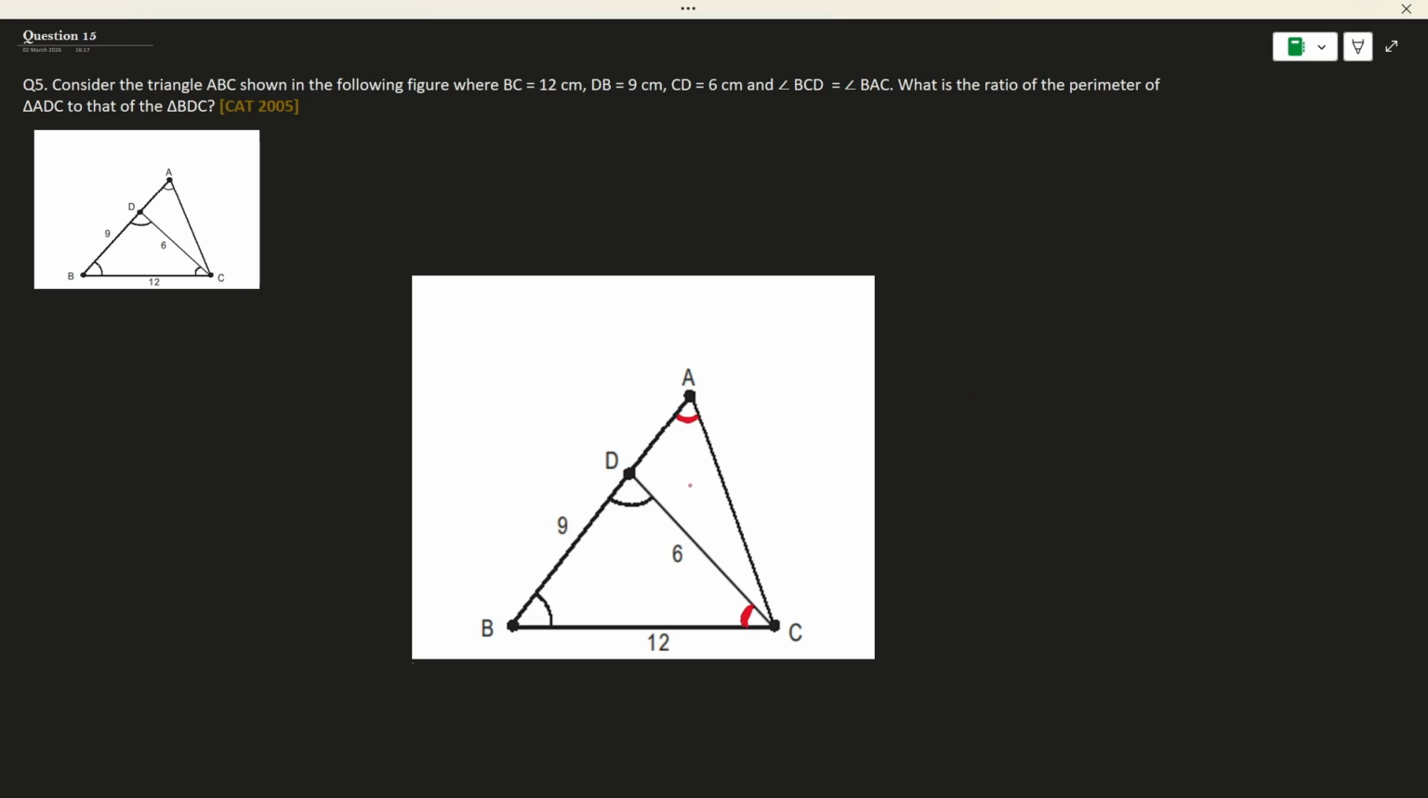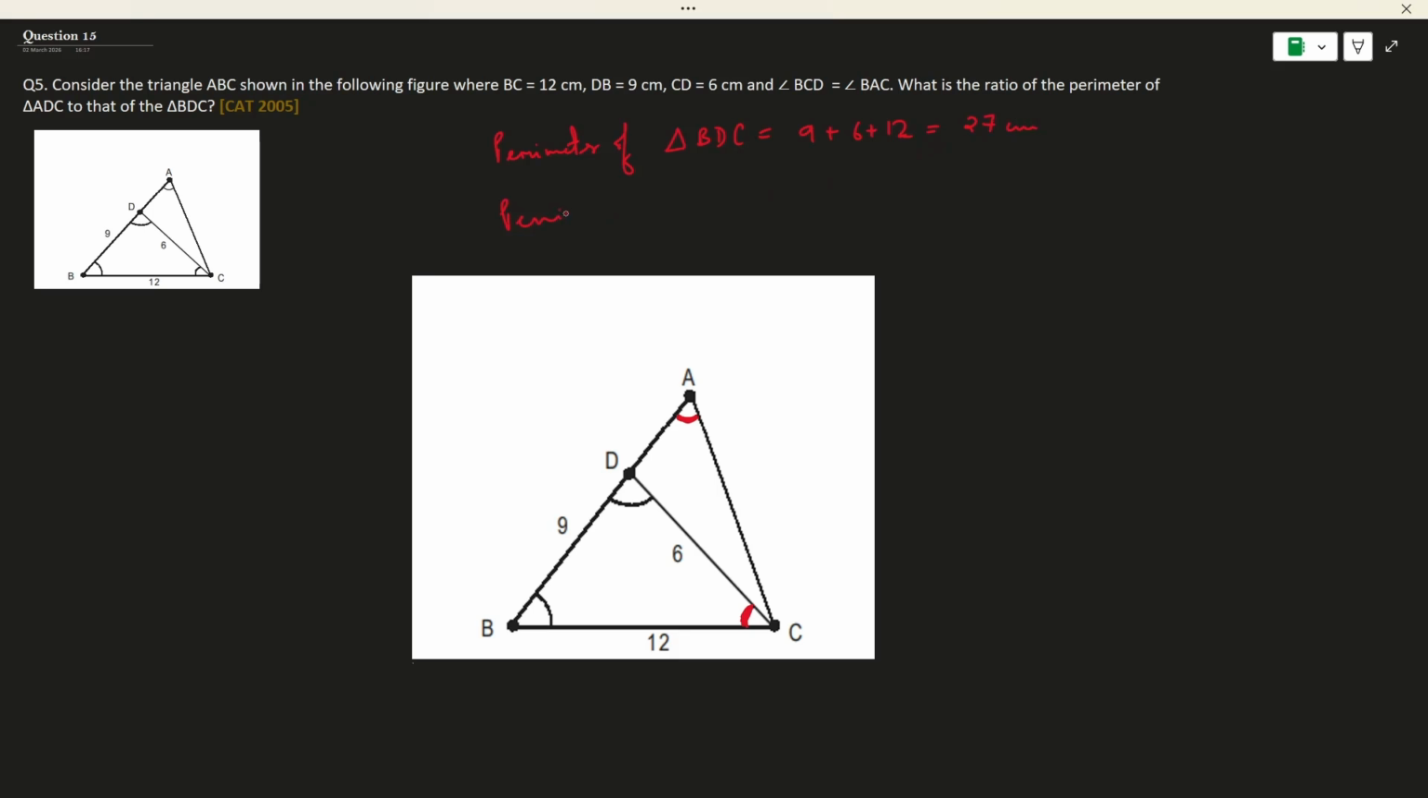See, the perimeter of BDC you can directly find out, right? The perimeter of triangle BDC is 9 plus 6 plus 12, already given in the question. Very simple. So 9 plus 6 is 15, so 27 centimeters is the perimeter of BDC.